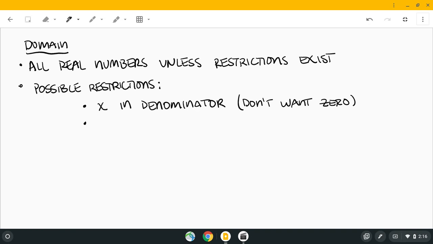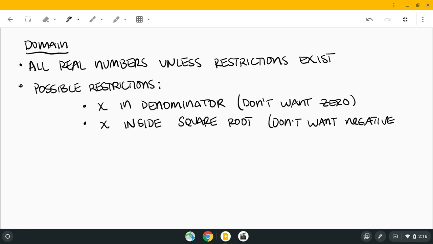Okay, another restriction, if we have x inside the square root, we don't want to take the square root of a negative number because then we end up with imaginary results. So we don't want negative. Okay, and then it is possible to have both of these together. You might have a square root in the denominator, in which case you don't want it to be negative and you don't want it to be 0. Okay, so just keep that in mind.